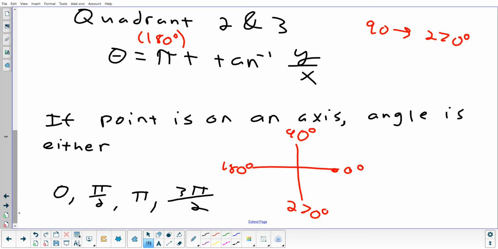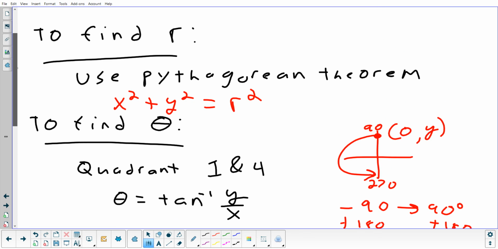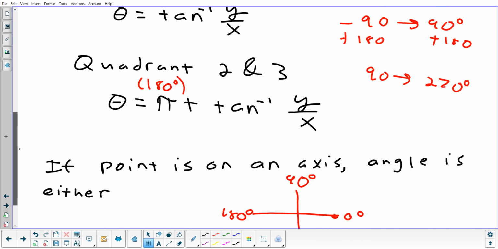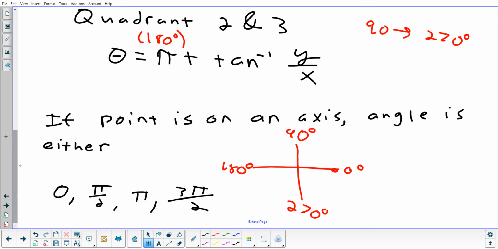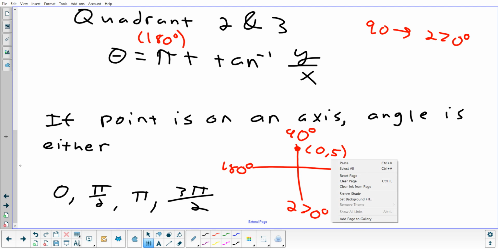Now, if you end up with a special case, like a coordinate that has a 0 in it, you don't really need Pythagorean theorem to find the radius. Because, let's say you had the coordinate 0, 5. How far is 0, 5 from the origin? 5. You don't have to do Pythagorean theorem for that. So I only really use Pythagorean theorem if both parts of the coordinate are not 0. Then it's like I'm finding the hypotenuse of a triangle. Any questions on that?